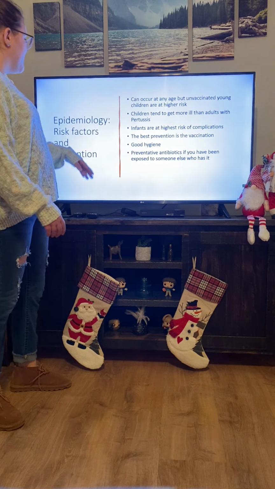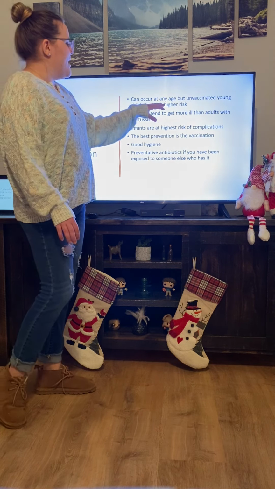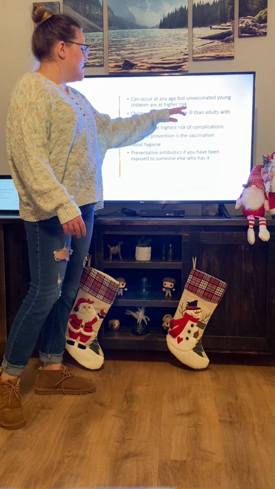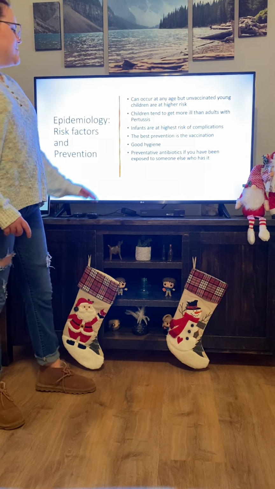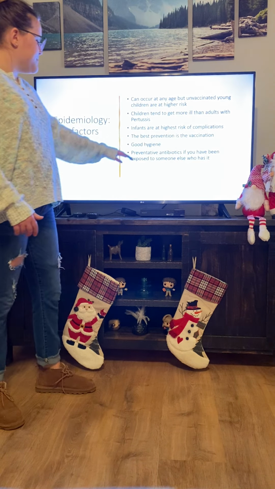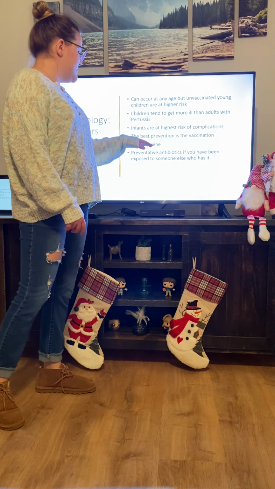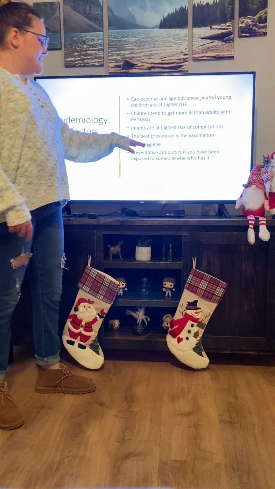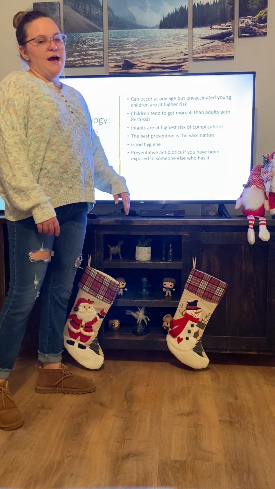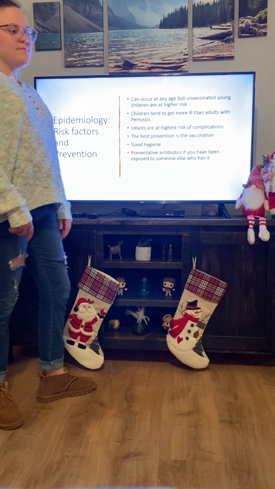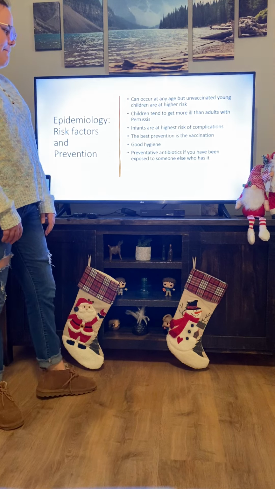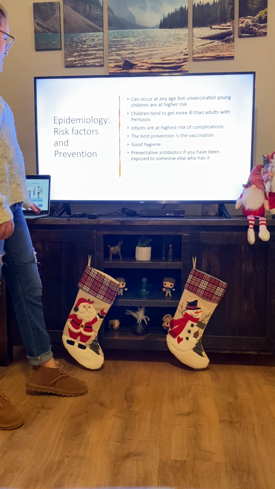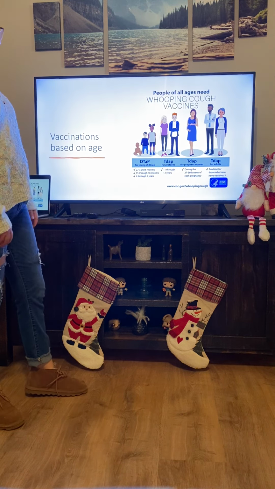Epidemiology, risk factors, and prevention. Okay, so it can occur at any age, but unvaccinated young children are at higher risk. Children tend to get more ill than adults with pertussis. Infants are at highest risk of complications. The best prevention is vaccination. Good hygiene helps, and so do preventative antibiotics if you have been exposed to someone who has it. So if someone else in your family has had it, your doctor may prescribe you preventative antibiotics to keep you from getting it.